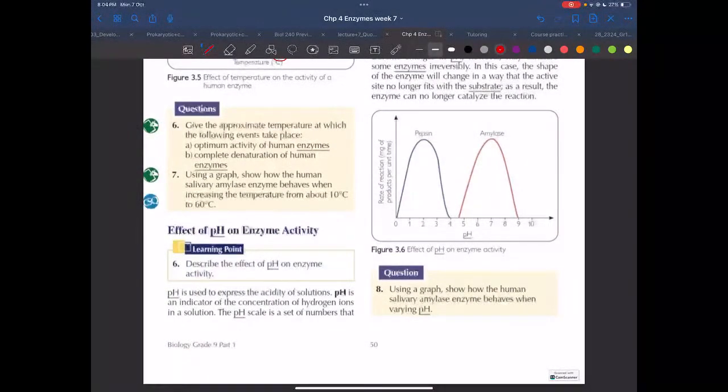If everyone understood, we can move on to how pH affects enzyme activity. And it's also the same concept. Okay guys, temperature and pH, very similar concept to each other. Okay?